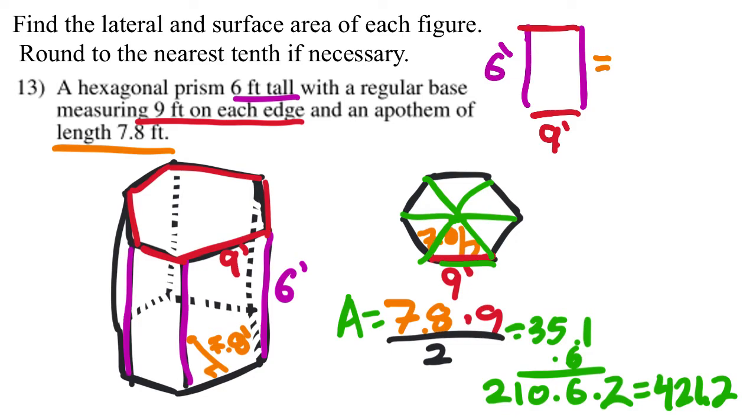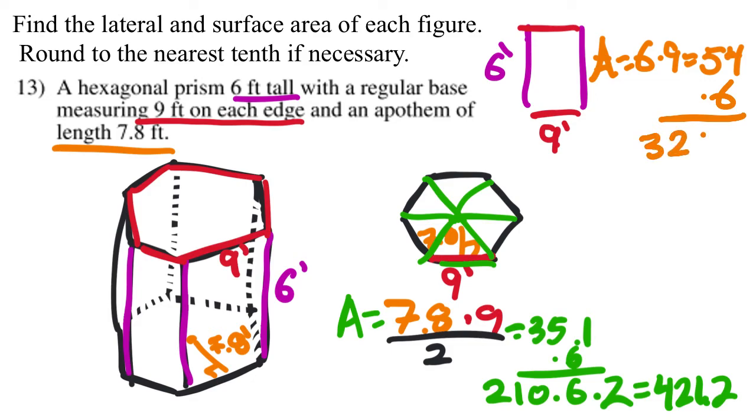The area of that rectangle would be 6 times 9. That's just 54 square feet. And how many of those rectangles are there? Well, there's 6 going all the way around. I've got 1, 2, 3, 4, 5, and then 6 right there. So we need to multiply the 54 by 6. That will give us the lateral surface area, by the way, which is 324 square units.